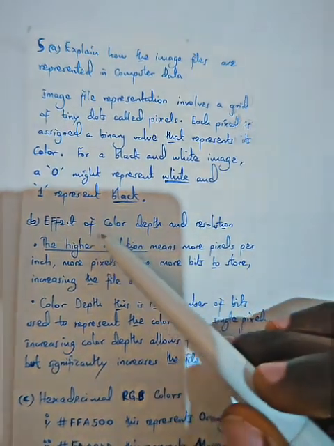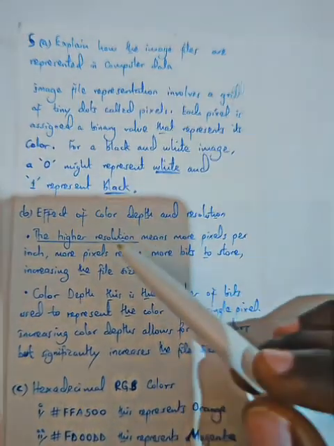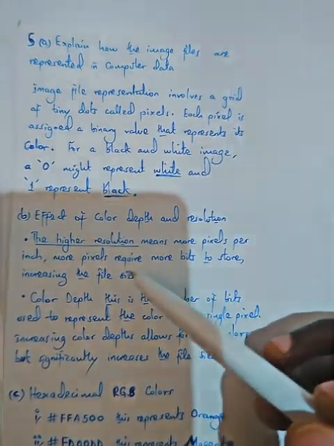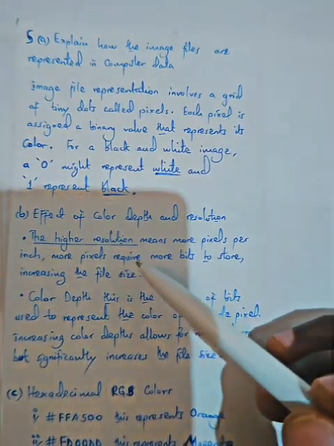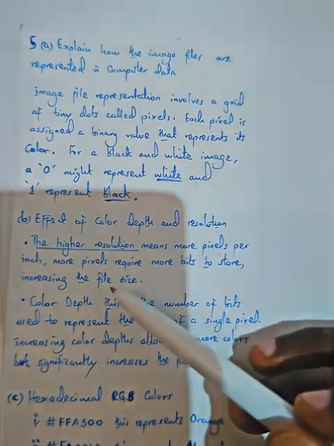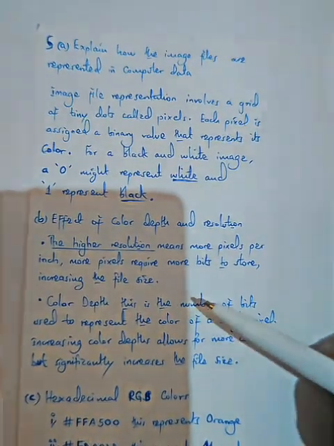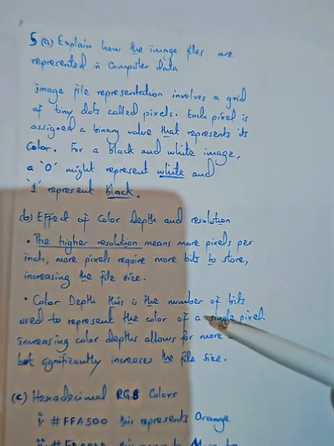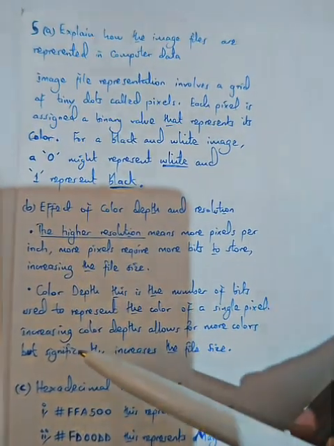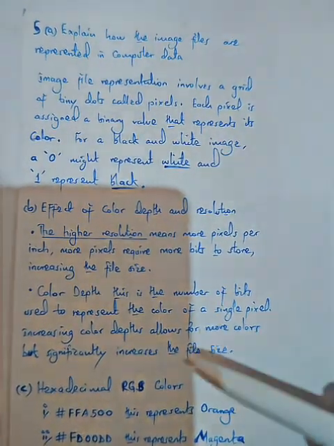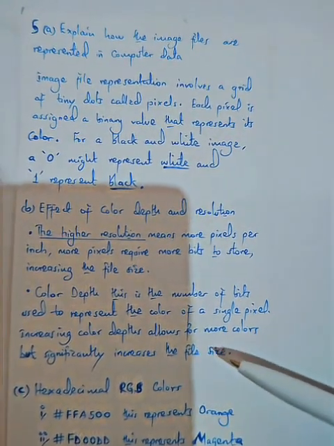Question 5B, effects of color depth and resolution. Higher resolution means more pixels per inch. More pixels require more bytes to store, which increases the file size. Color depth is the number of bits used to represent the color of a single pixel. Increasing color depth allows more colors, but significantly increases the file size.